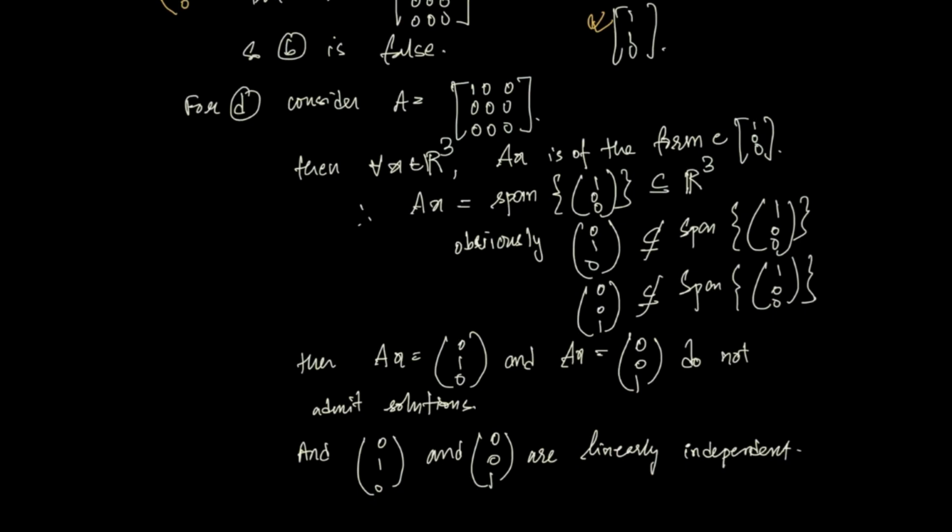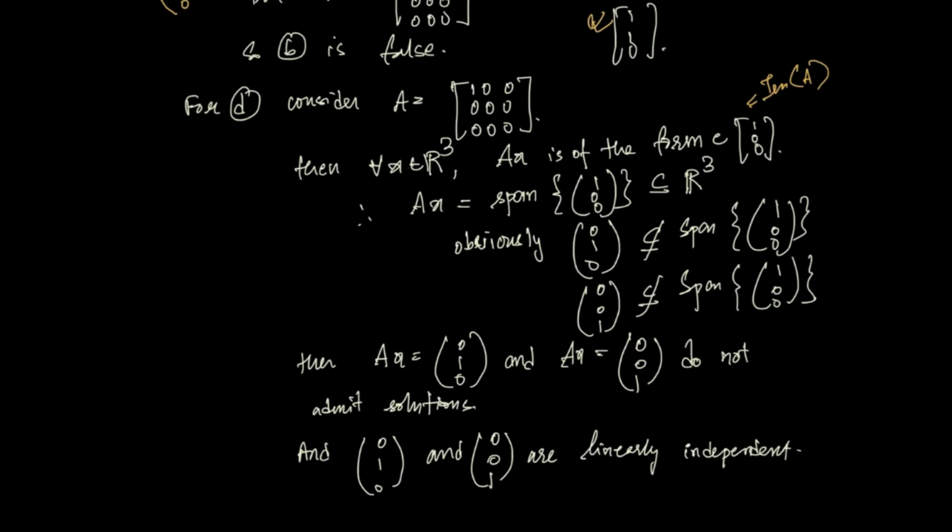Take A to be this matrix, where the 1, 1 entry is 1 and every other entry is 0. Then for all x belonging to R3, Ax is of the form some constant times 1, 0, 0. So these are the vectors that fall under the image of A. The set Ax, the image under A, is nothing but the span of the vector 1, 0, 0, which is a subset of R3.